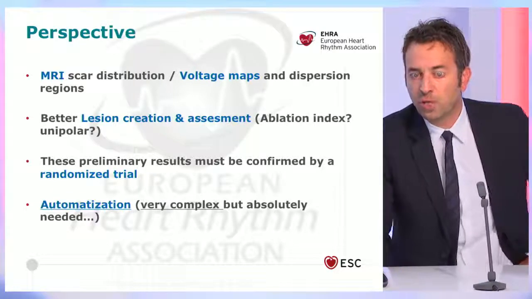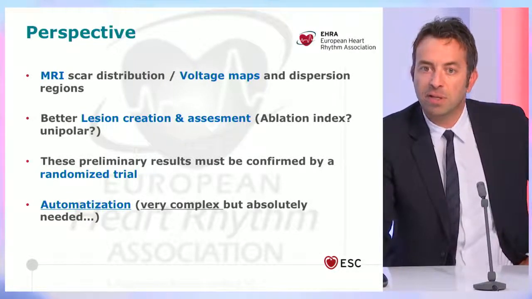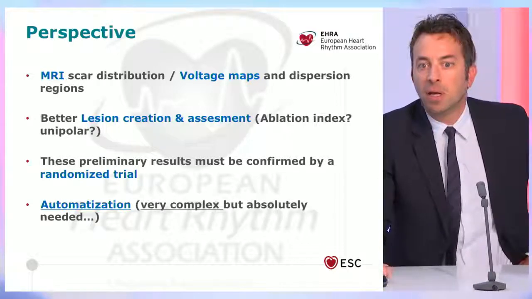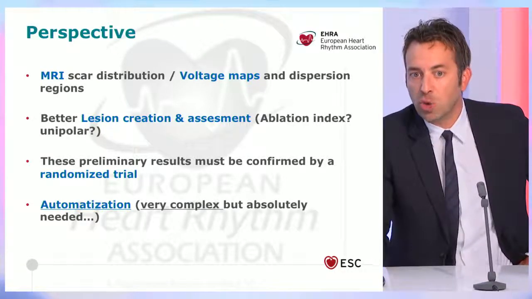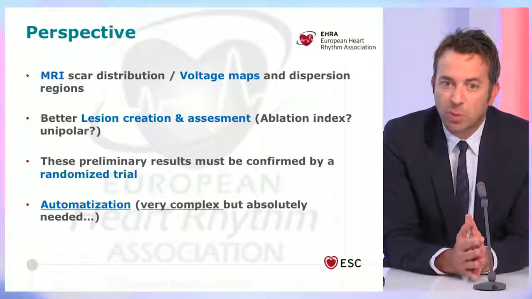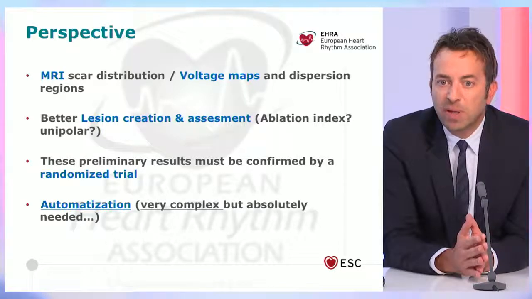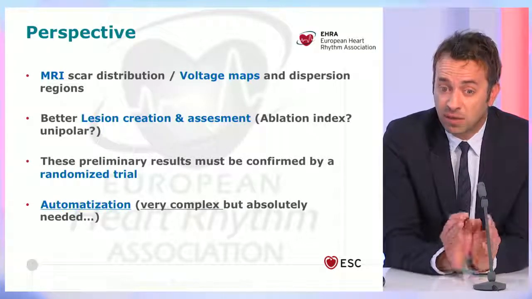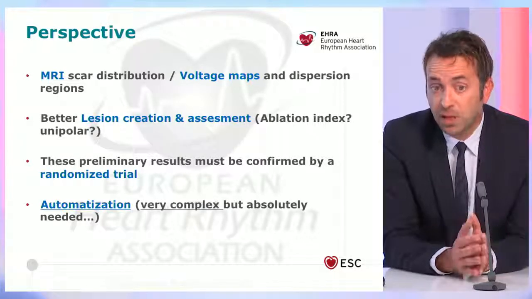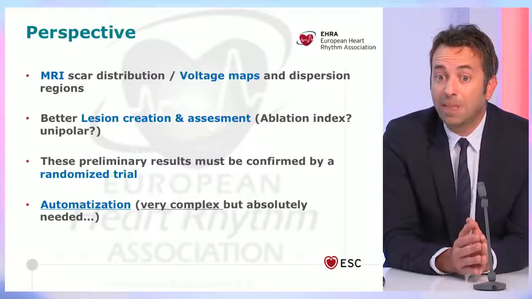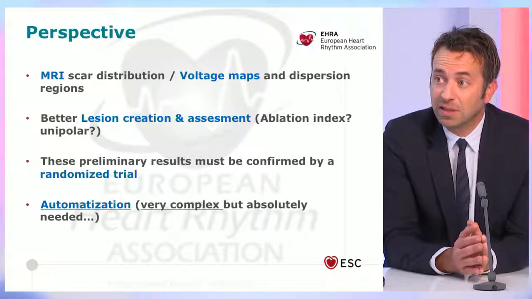MRI scar distribution and voltage map are very interesting in the future to maybe add information to the dispersion map. Of course, a better lesion creation and assessment, like Ablation Index and other tools, are very important. These preliminary results must, of course, be confirmed by a randomized trial. This is very important. And finally, automatization is, of course, very complex, but absolutely needed to detect dispersion.